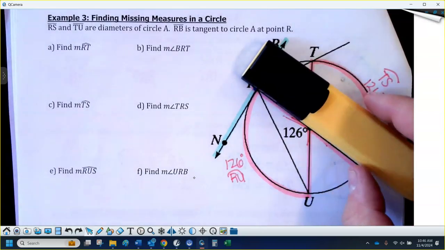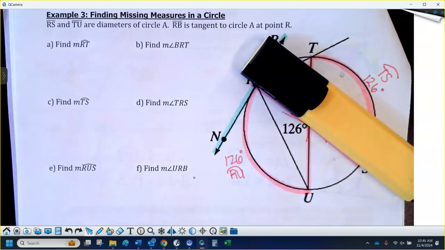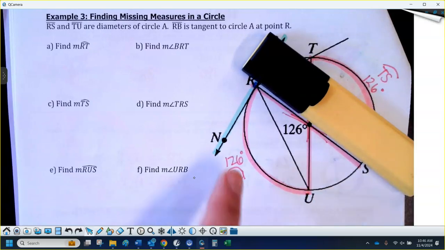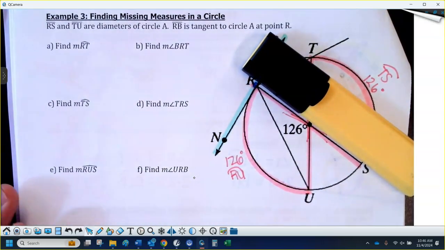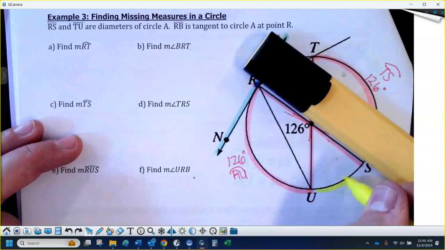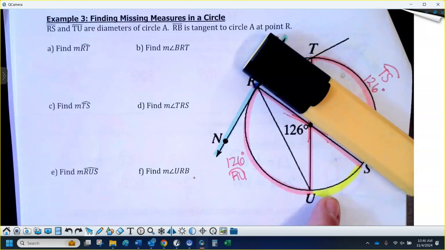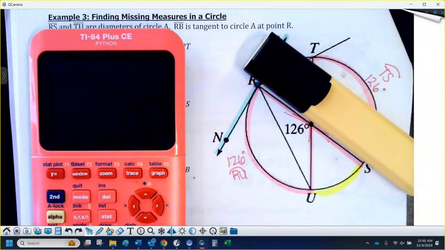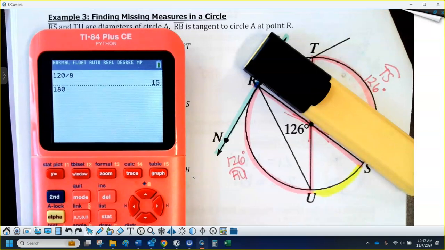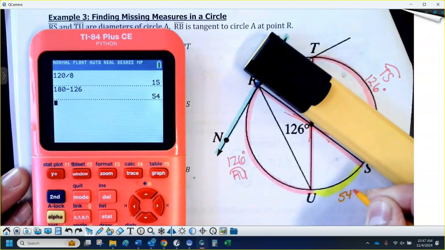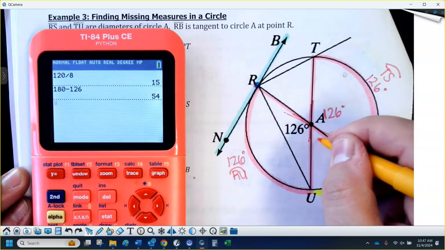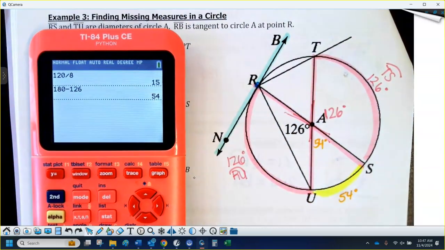I'm going to cover up part of this diagram. If that's a diameter from R to S, this much of it is 126. The rest of it makes the other half of the circle. So the 126 and this arc right here would have to add up to 180, because it goes exactly halfway across the circle. So I'm going to subtract 126 there to get an angle measure. So 54 is this arc. It is also this central angle. The arc and the central angle are exactly the same.